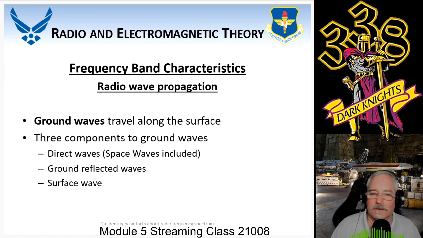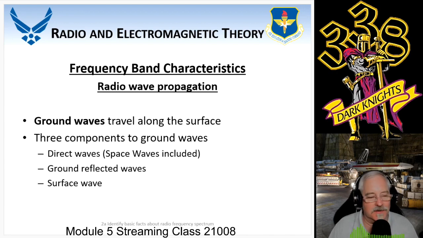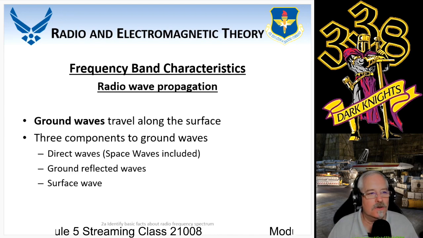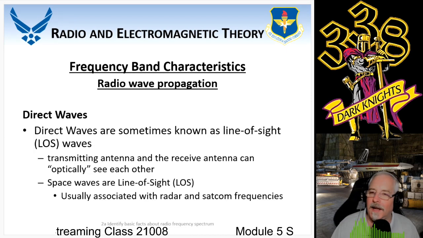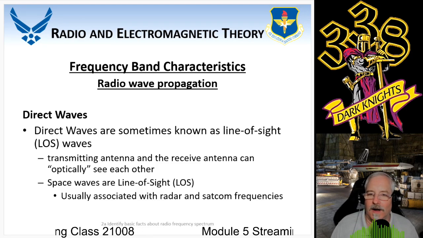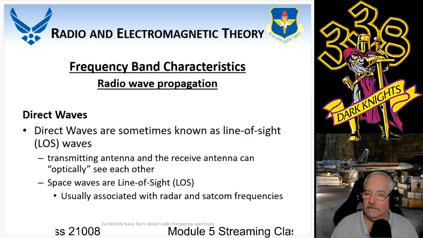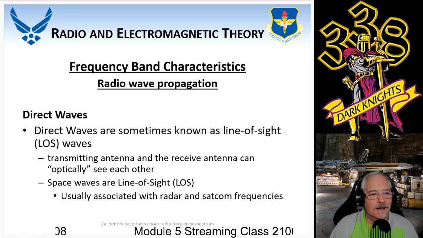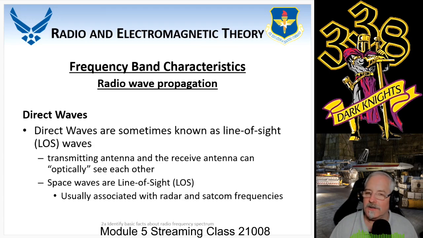NASA has come out and said that direct waves are space waves and space waves are direct waves. Ground reflected waves and surface waves. So let's take a look at the first one. Direct waves are normally what we call line of sight. It means that if I can see your antenna optically, I should be able to transmit and receive to each other. Space waves, again, line of sight, usually associated with radar and Satcom frequencies.